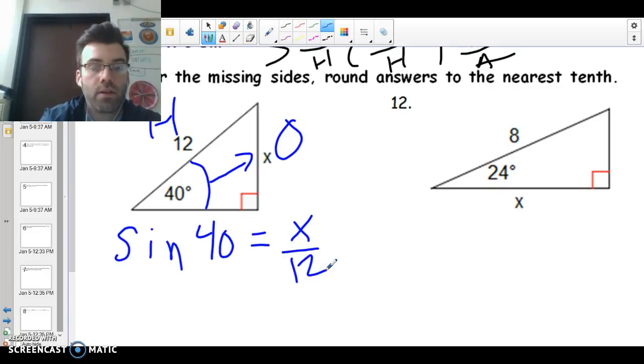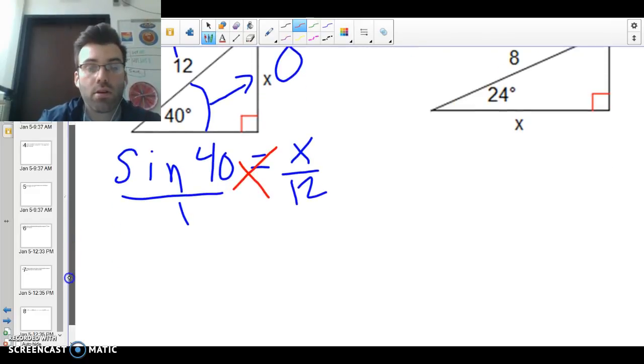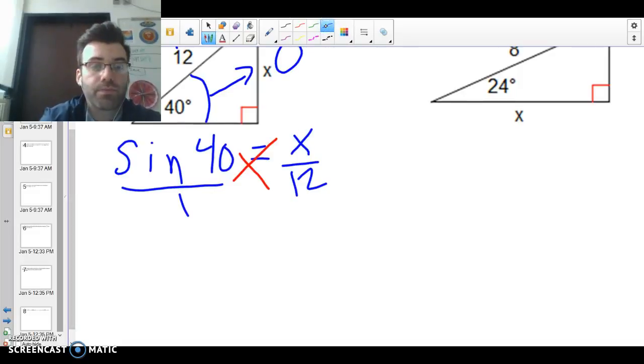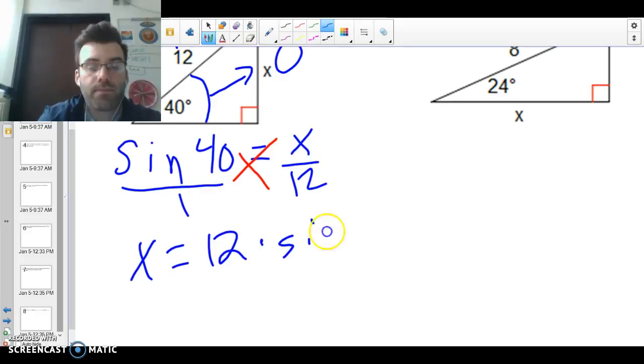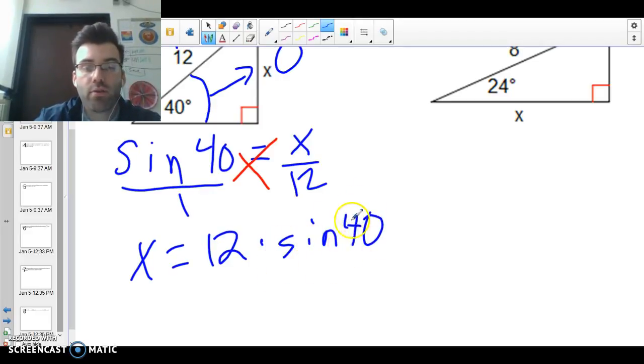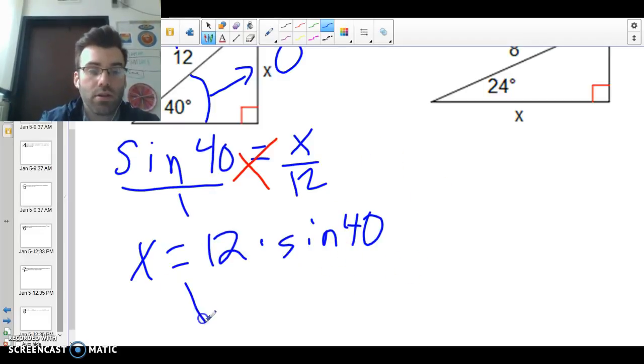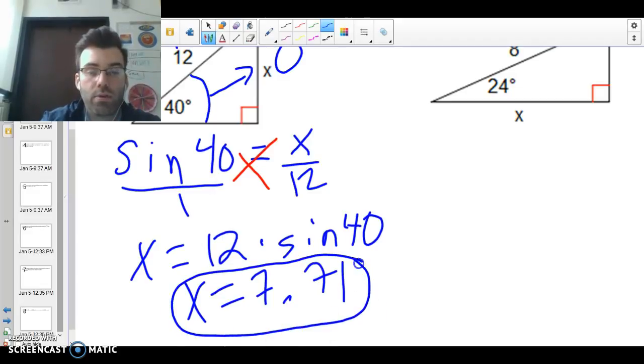All right? Put this over 1. Fraction equal to a fraction. We crisscross applesauce. Who likes applesauce? Everyone, right? 12 times sine of 40, and you're going to want to plug that into your calculator. Do sine of 40, close your parentheses, times 12. And you should get x to be about 7.71. And that would be your answer.